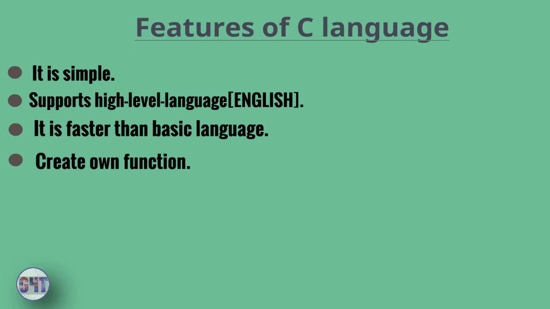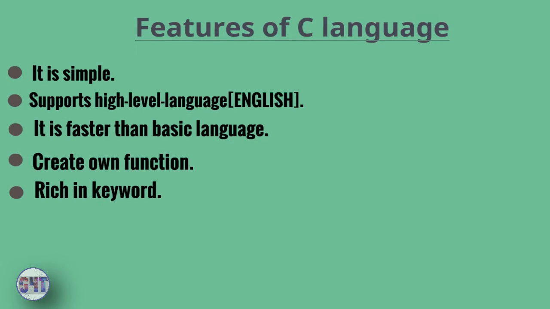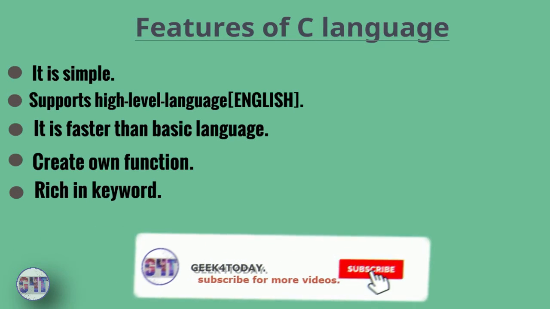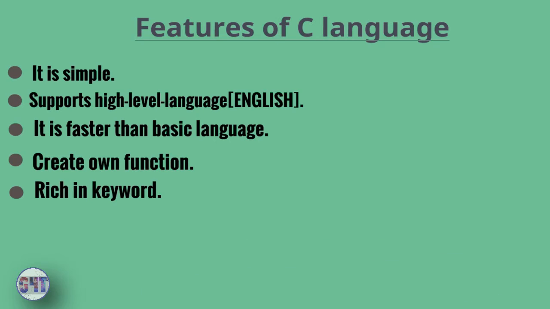Thus, C language is a widely used language in operating system and embedded system development today. Fifth, rich in keywords. Keywords are called reserved words which help to write code easily and make programs with good efficiency.